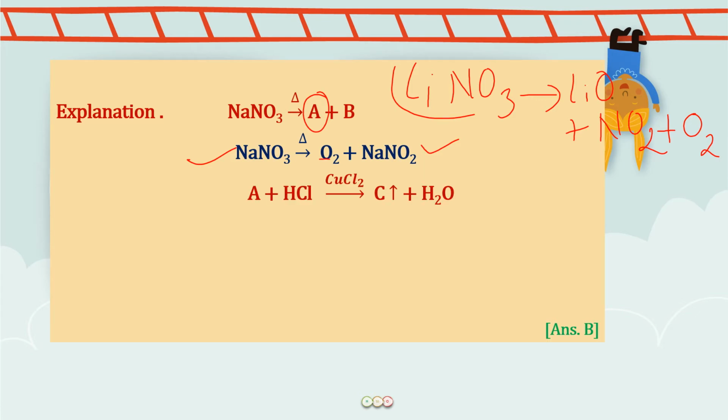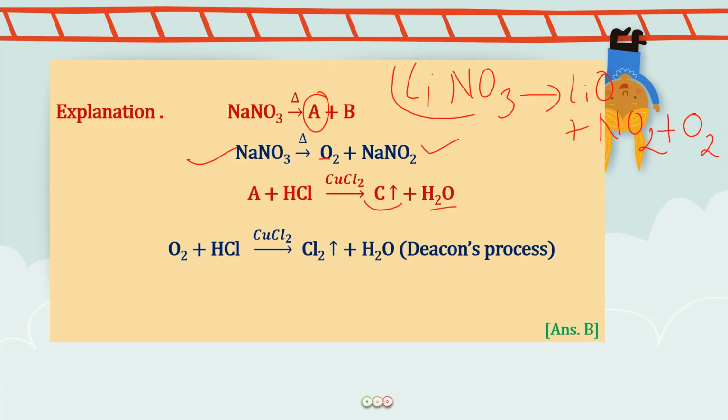Now the next part of the question is that A plus HCl, in the presence of copper chloride, gives again a gas, and along with that water is formed. So A is oxygen, and oxygen plus HCl in the presence of copper chloride gives us chlorine and water. This is one of the methods of preparation of chlorine, called the Deacon's process.